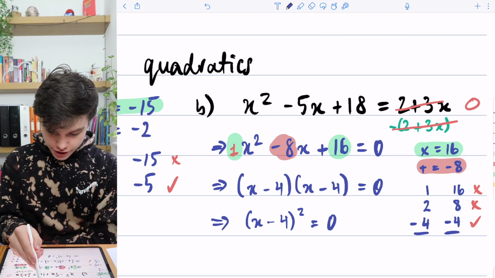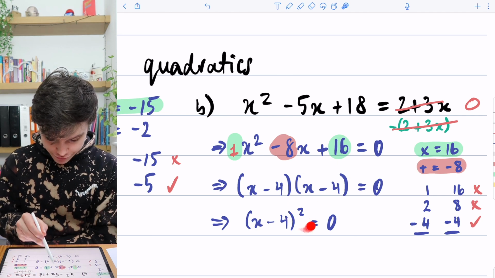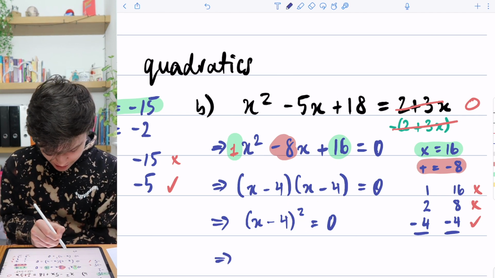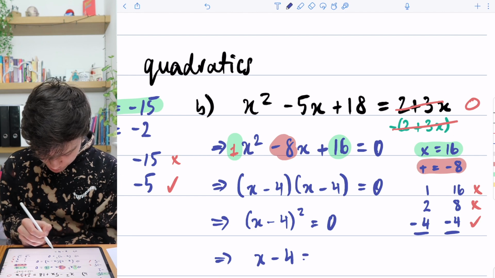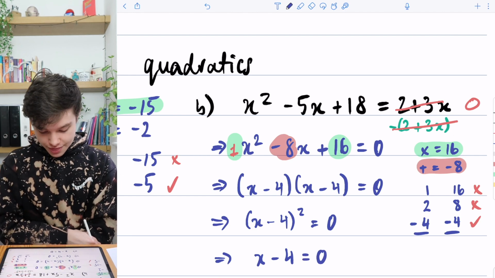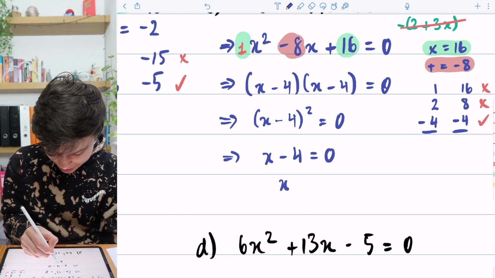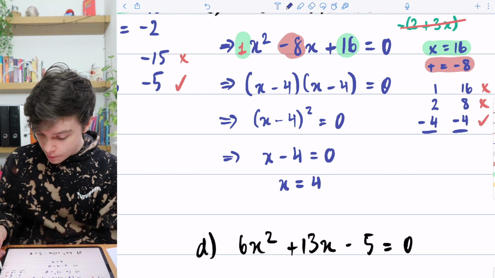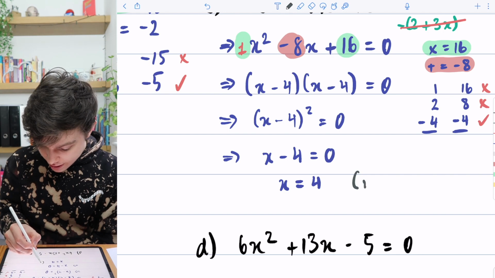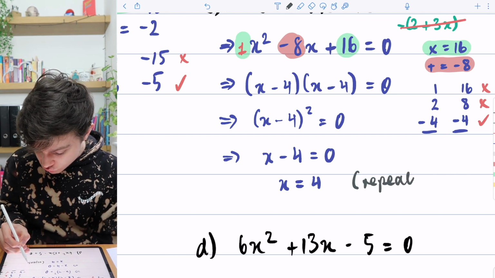The square root of this square here is going to get rid of it. So we will get x minus 4 is equal to 0. And then if we add 4 to both sides, we will get x is equal to 4. And I'm going to write in bracket that it is a repeated root.